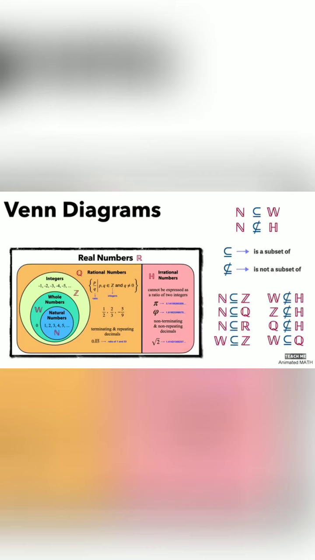Venn diagrams show relationships between sets. In this example, the set of natural numbers is a subset of the set of whole numbers, but it is not a subset of the set of irrational numbers. This is the symbol that means is a subset of. This one means is not a subset of. Here are some of the other relationships you can see from the Venn diagram.